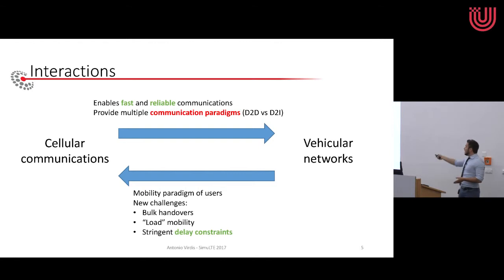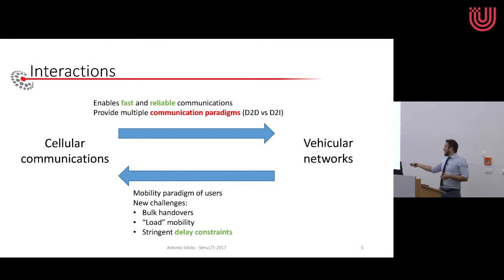On the other hand, we can see the vehicular network as an element providing a mobility paradigm, another one of the many mobility paradigms for the cellular communication. So this will introduce new challenges for the cellular communication. For example, mass handover, bulk handovers. The concept of load mobility, which you can see as a lot of data traffic, a request of data, which is moving together with the cars.